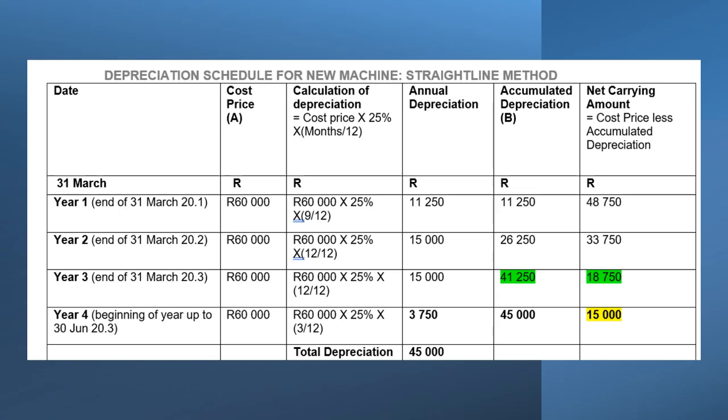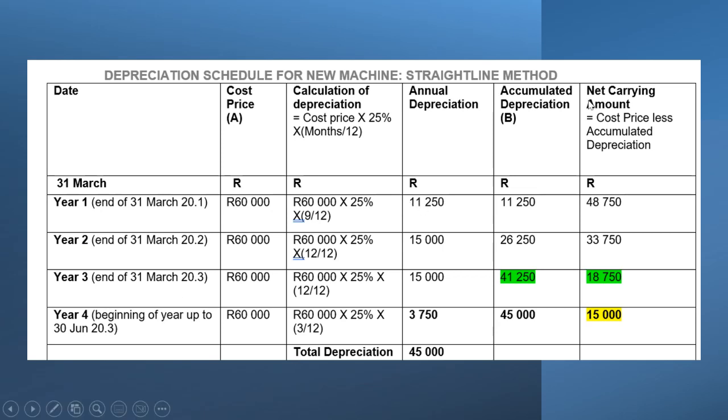So this is a depreciation schedule that we have prepared, straight line method. I've already explained this: under year 1, that's the cost price that you have, it's 60,000. Calculation of depreciation, how do we calculate? You say the cost, because we are using a straight line method, cost price multiplied by that 25%, multiplied by months over 12, then you're going to get our annual depreciation. Then you also have your accumulated depreciation. Remember, your accumulated depreciation is the depreciation that relates to the previous periods.